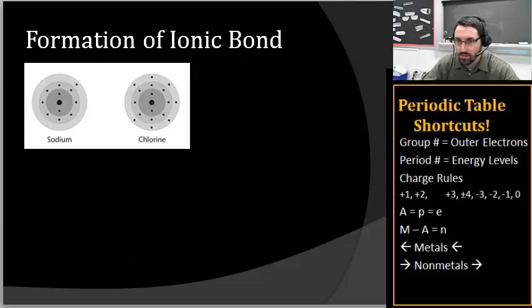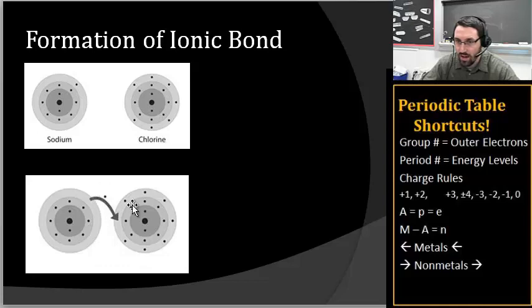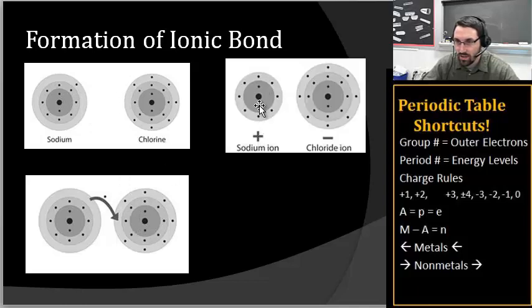Formation of ionic bonds. So here we have sodium and chlorine just hanging out, and if they get close enough, the pull from the nucleus of chlorine is going to pull sodium's electron away from it. Because sodium really wants to get rid of that electron, chlorine really would like to take that electron. So they switch, and now I have a sodium ion and a chloride ion.